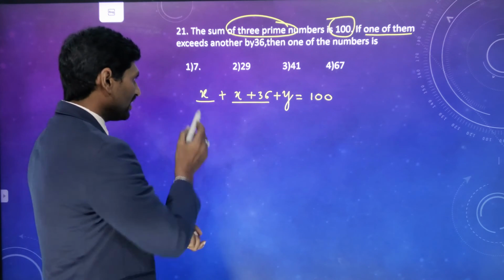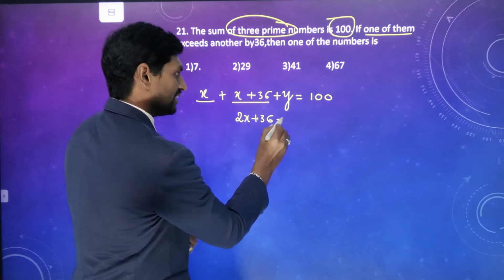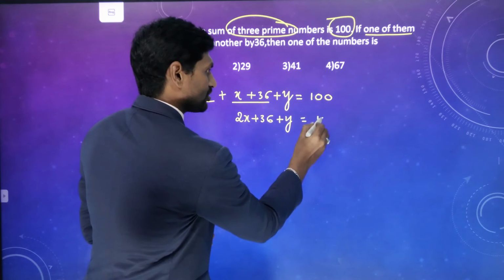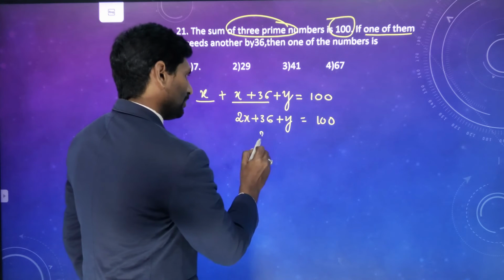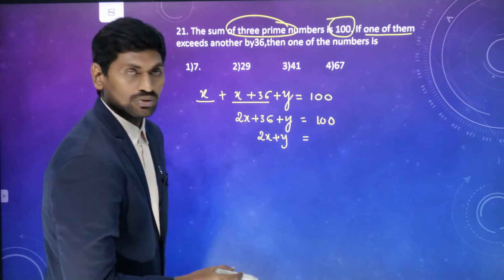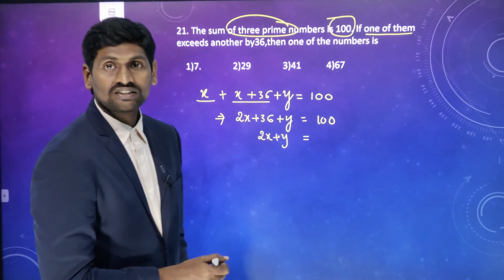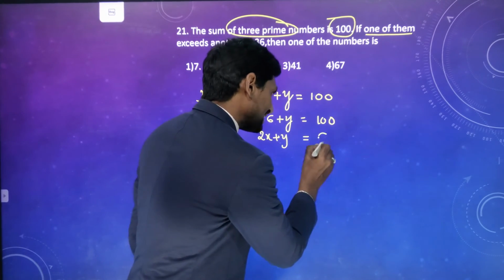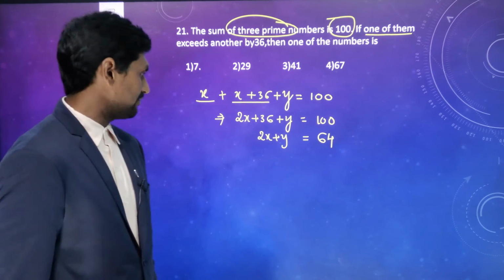So let us simplify. x plus x is 2x, 2x plus 36 plus y equals 100. Transposing plus 36 to the other side, it becomes minus 36. Here the variables are 2x plus y equals 100 minus 36. 100 minus 36, how much? Very good, it is 64.